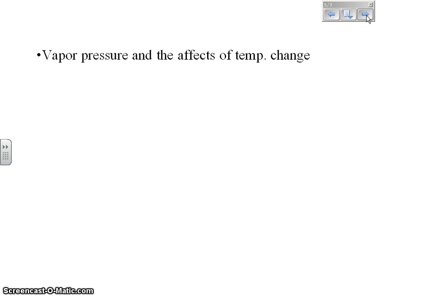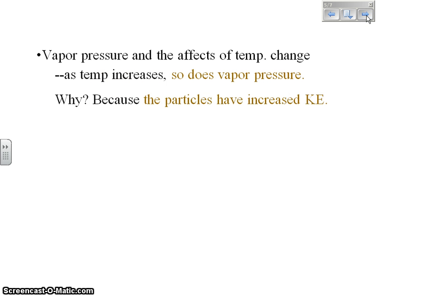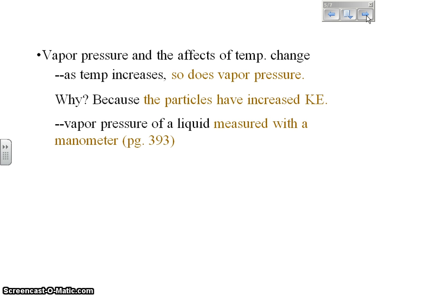Now, vapor pressure and the effects of temperature change. As temperature increases, we know that vapor pressure increases as well. Well, why is this? You should know this. That happens because these particles have increased kinetic energy. When you increase the temperature of the particles, they start moving around faster. When they start moving around faster, they cause increased pressure because they're colliding more. And we measure vapor pressure in a liquid with a manometer, and you can take a look at that in your book on page 393. There's a picture of a manometer.